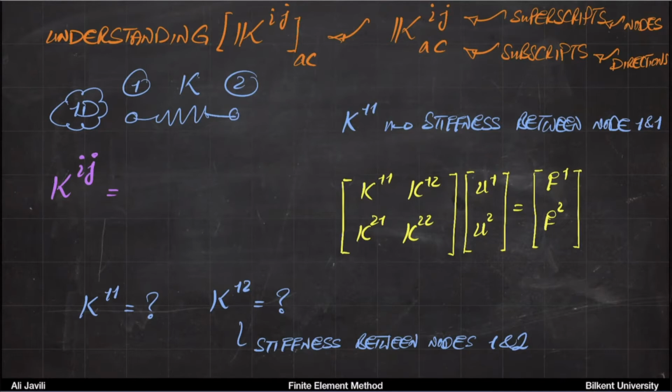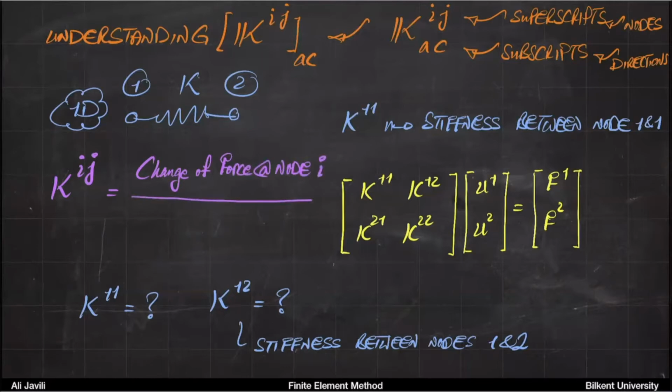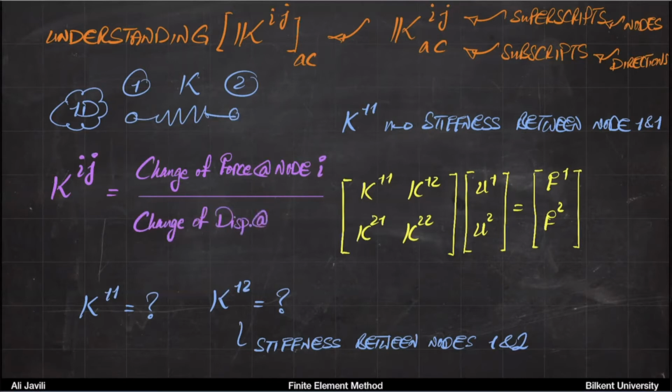So this is basically a change of force at node I divided by, I'm saying change instead of delta, okay, so this would be delta Fi, obviously, divided by, let's say, change of displacement at node J.